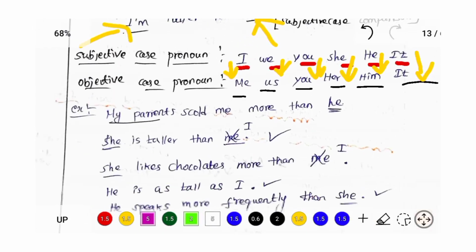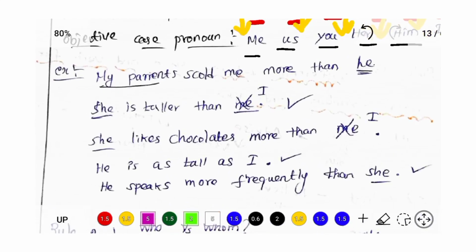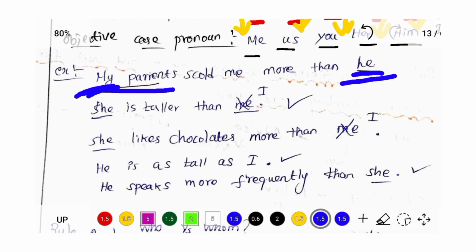See this example. My parents scold me more than he. Here "my parents" is the subject, and "he" is a subjective case pronoun. So the sentence is correct. We compare my parents to he.